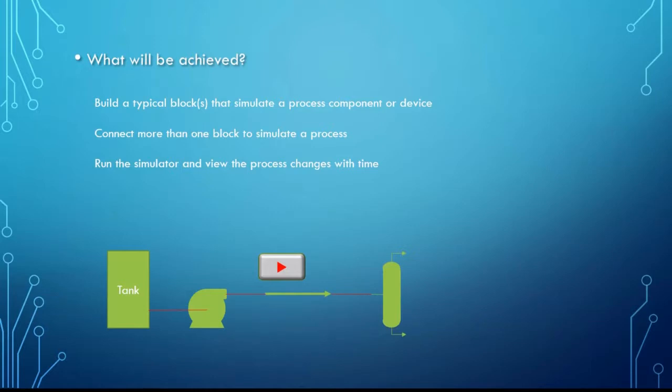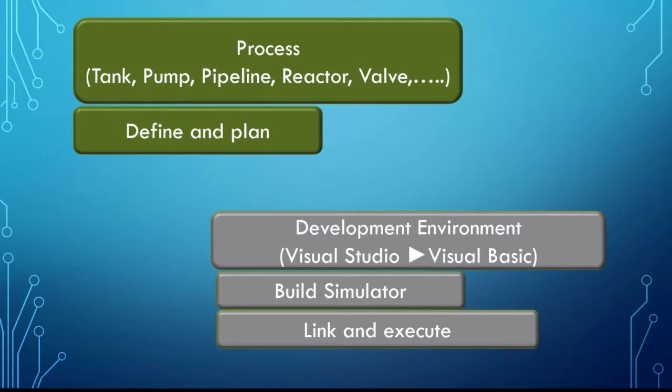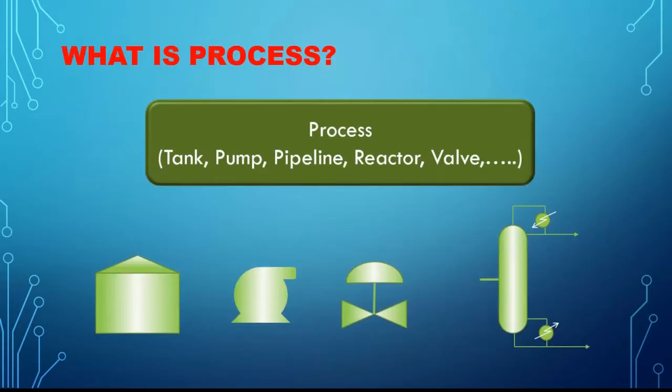So we plan accordingly. In this video, we'll look at the process, define it, and plan the simulator. In the next one, we'll look at the development environment and how we build the simulator in it. But in the beginning, we need to define our process. We have to define what we are going to simulate. In this case, we will look at pumps, valves, tanks, reactors, heat exchangers. Those are the types of things we're going to simulate.